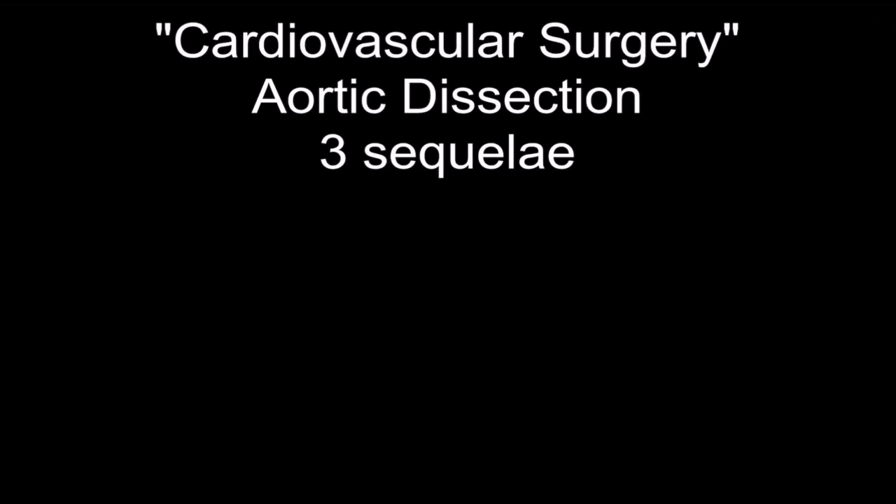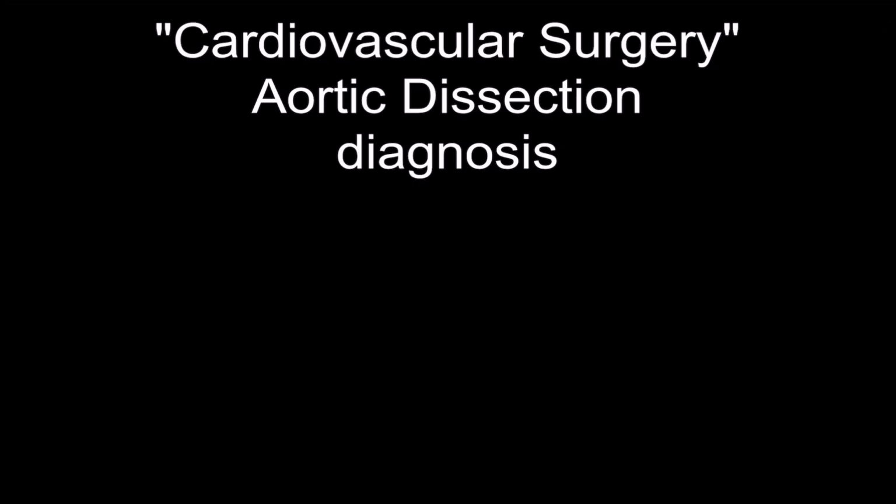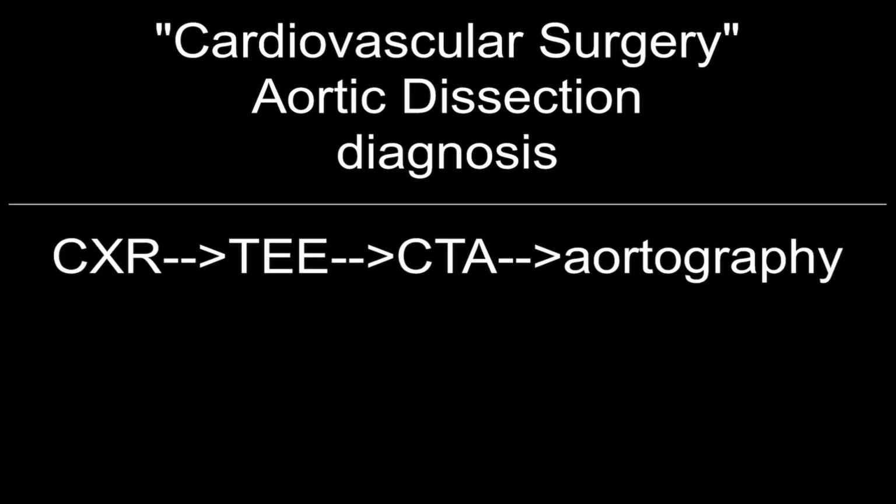Aortic dissection 3 sequelae. Cardiac tamponade, aortic insufficiency, aortic arterial branch occlusions, and shearing. Aortic dissection diagnosis. Chest x-ray followed by a transesophageal echocardiogram, CTA, with aortography. Aortic dissection treatment and why.